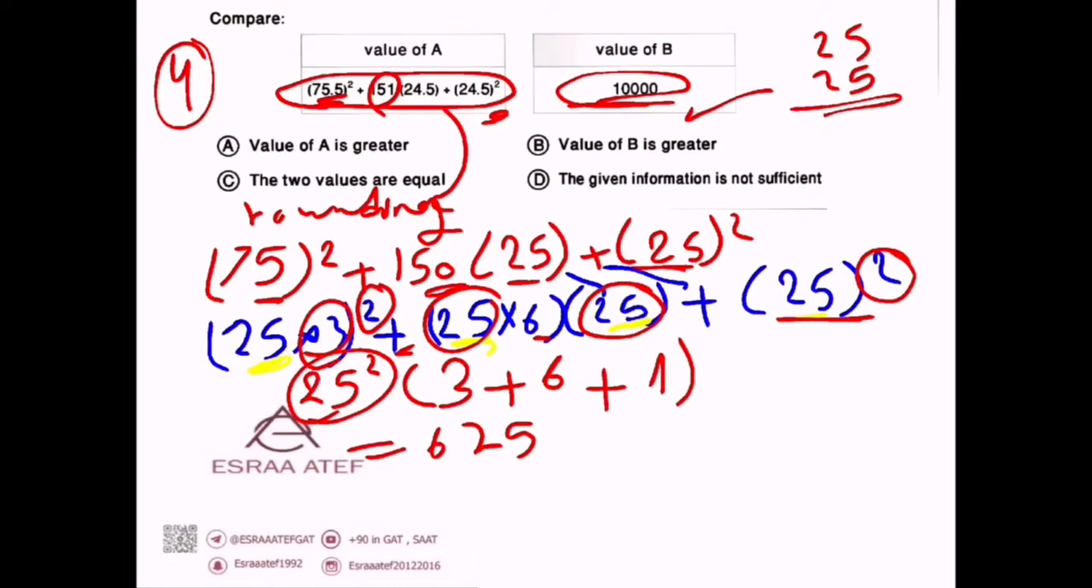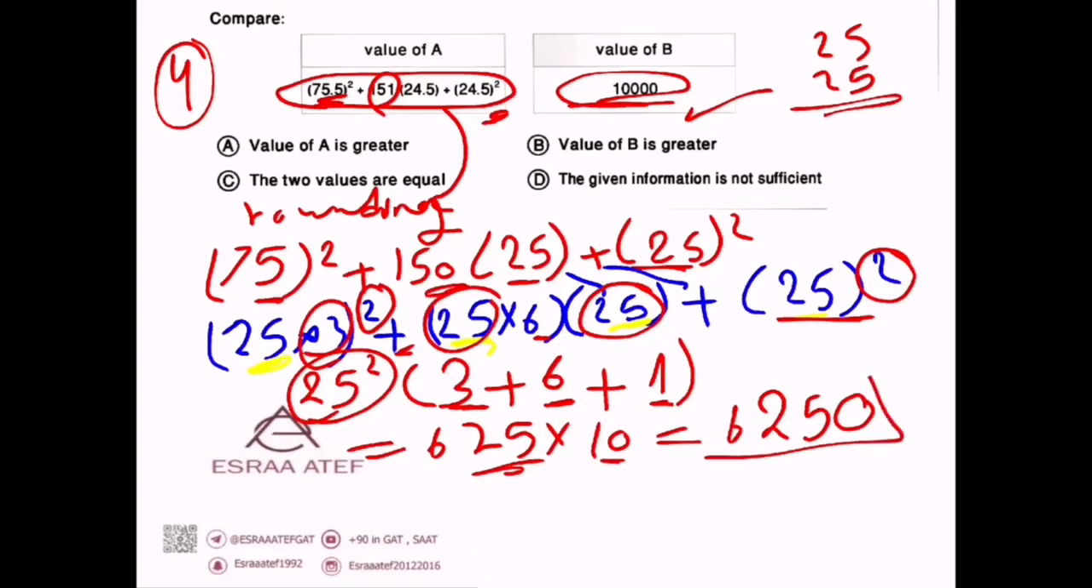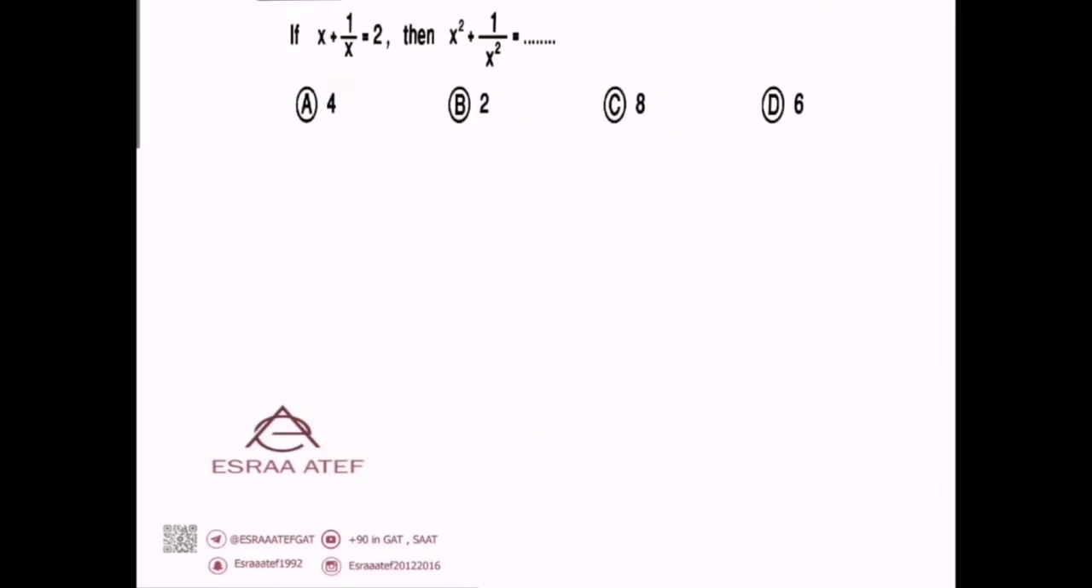6,250, and we can do it as a multiplication. It's very common that 25 squared is 625 times 3 plus 6 plus 1, which is 10, and any number times 10 is the same number with a 0 added, so 625 becomes 6,250. So which one is bigger, 6,250 or 10,000? No, the value of B is greater.